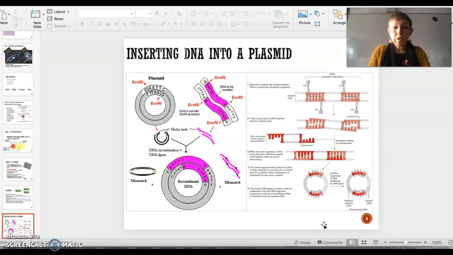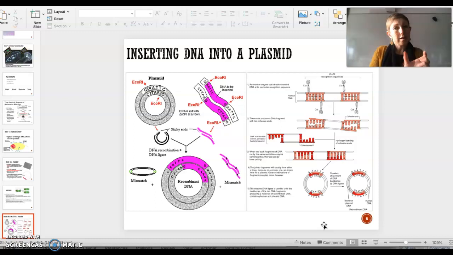So refresh your memory on restriction enzymes and ligase. Restriction enzymes can cut DNA, and they can cut leaving sticky ends or blunt ends. And that's what the Biorad firm have done for us. They've already incorporated the GFP gene into the plasmid, which is why we're calling it a recombinant plasmid. And this is the process that they've used to do that.